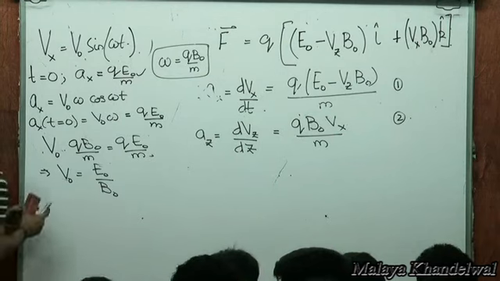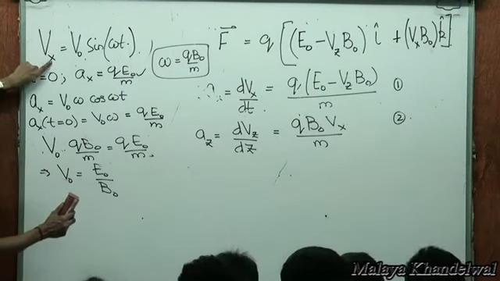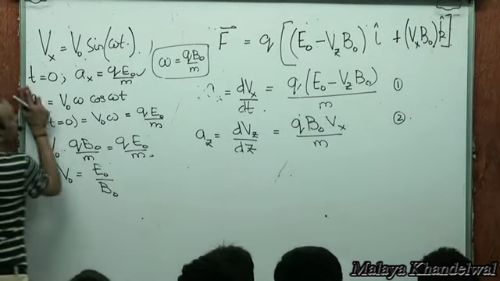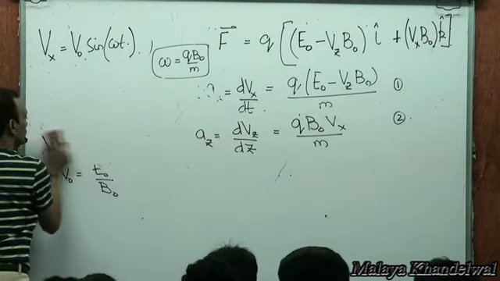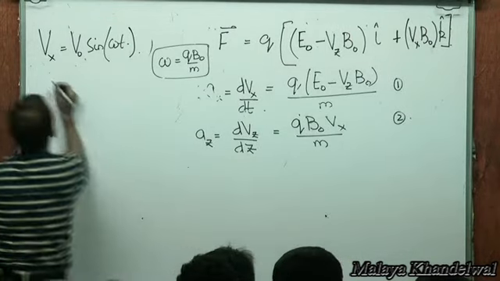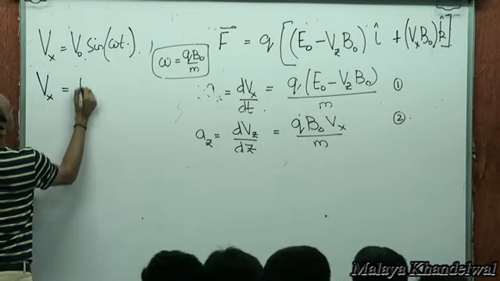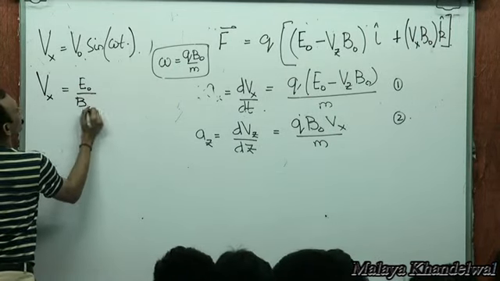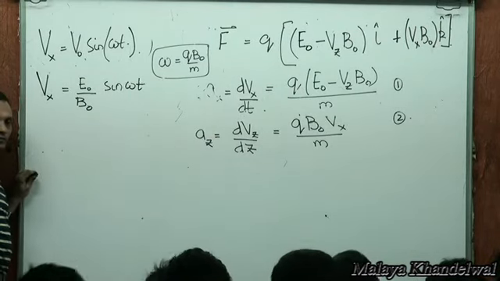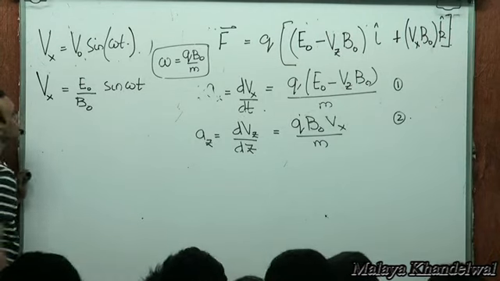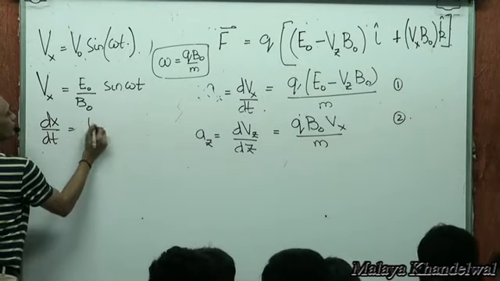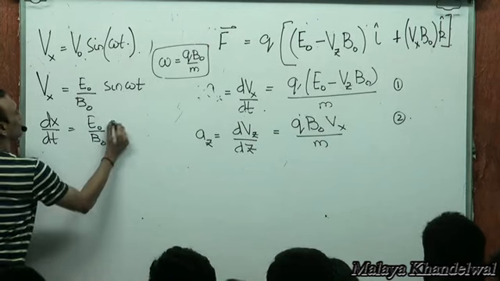Now I have complete knowledge of my Vx. Vx would be E0 by B0 sine omega t, where omega is QB0 by m, right? Vx then is E0 by B0 sine omega t. Right? But what is Vx? Vx is dx dt, so E0 by B0 sine omega t.